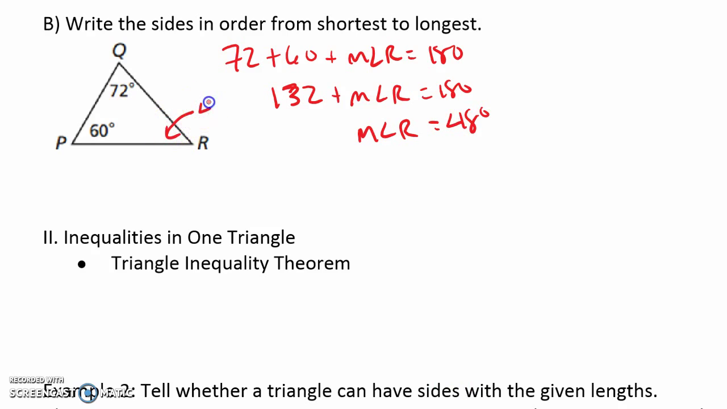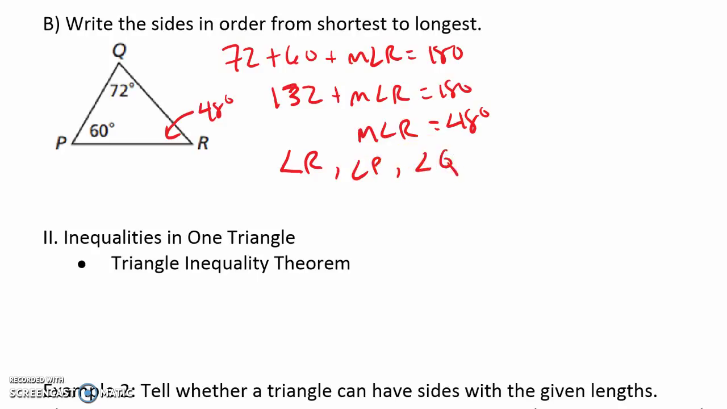So that makes angle R the smallest angle. So then if I list my angles out from smallest to biggest, I don't need to write the measurement again. So again, just listing out the angles from smallest to biggest, it's angle R, then it'll be angle P, and then angle Q.